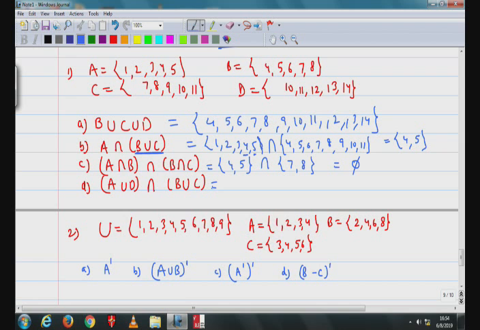And the fourth one is A union D intersection B union C. So this is A union D total and B union C. Now what is common in both of them? In A union D we have 1, 2, 3, 4, 5, 10, 11, 12, 13, 14. So we can see the common elements between these is 4, 5, and 6 is not present, 7 is not present. Then we have 10 and 11. So 4, 5, 10 and 11, these are the common elements which are present in them.